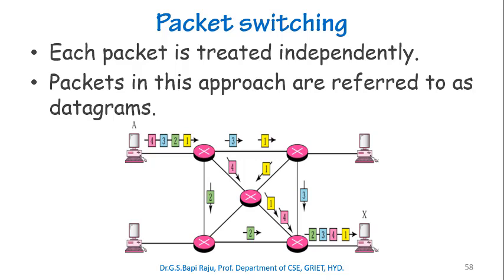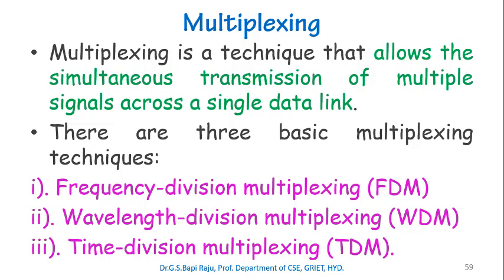You can see that the packets may or may not travel on the same line. They can travel on different lines or different paths.